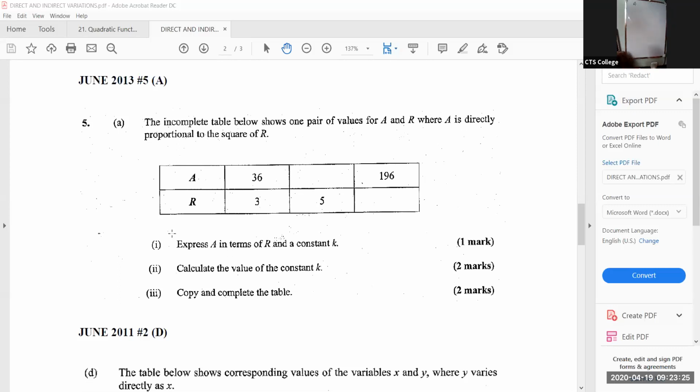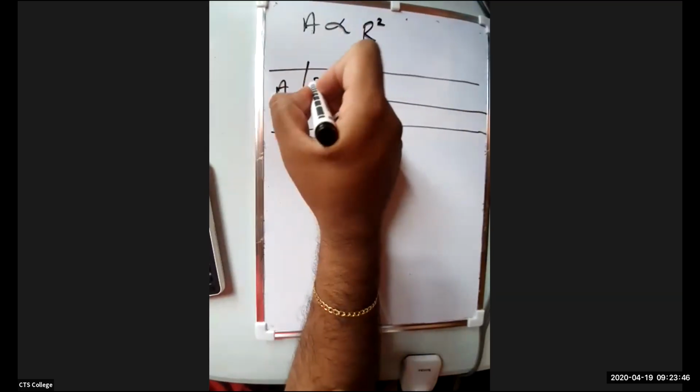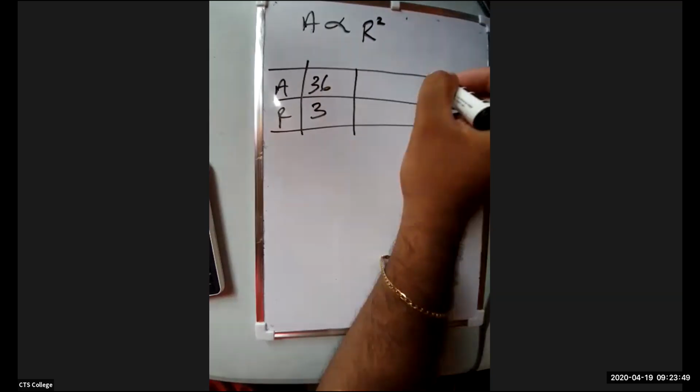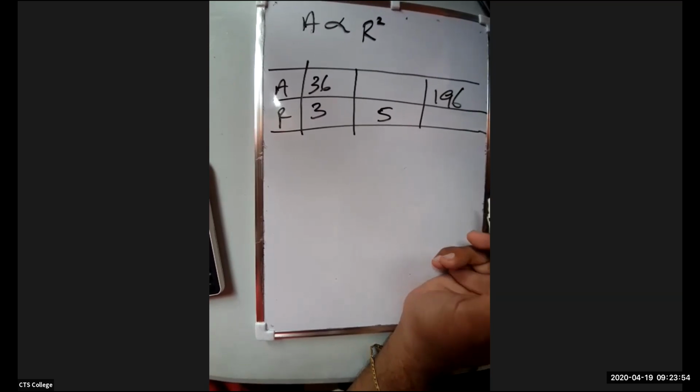A is directly proportional to the square of R, so R squared. Okay? So let us see the table. Draw the table. We have A, we have R: 36, 3, a missing value, 5, 196, and a missing value. So we have to express A in terms of R and a constant K. So let us see how we're doing that now.